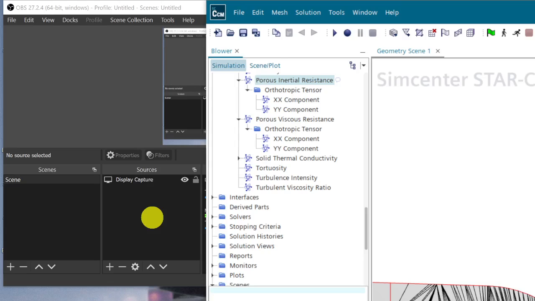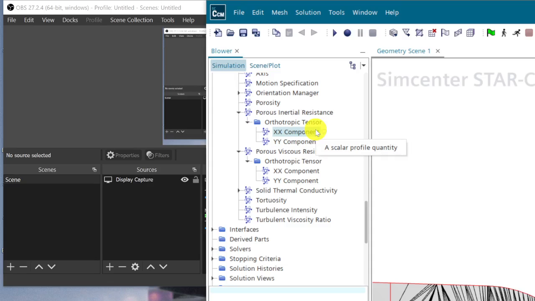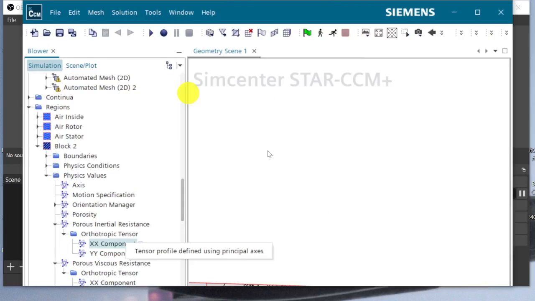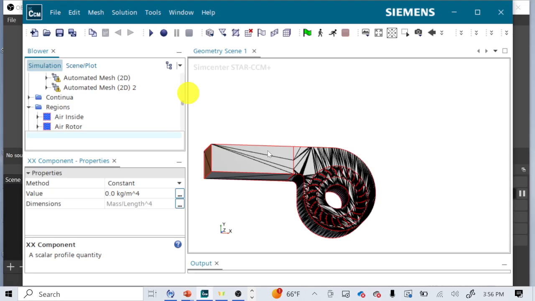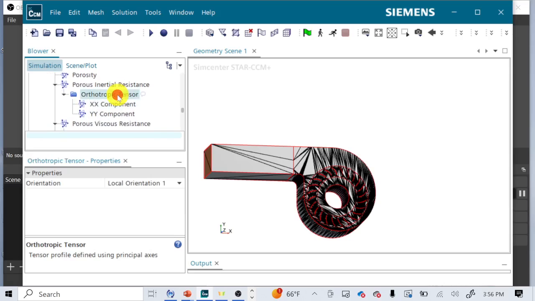Now, I said I values. For the intents and purposes of this one, we can just go ahead and forget about the viscous resistance. We can set that to 0. So you will have, by default, a very scary sounding name that really boils down to what I've already talked about. It's going to ask for inertial resistance in terms of what is called an orthotropic tensor. But what the hell does that mean?